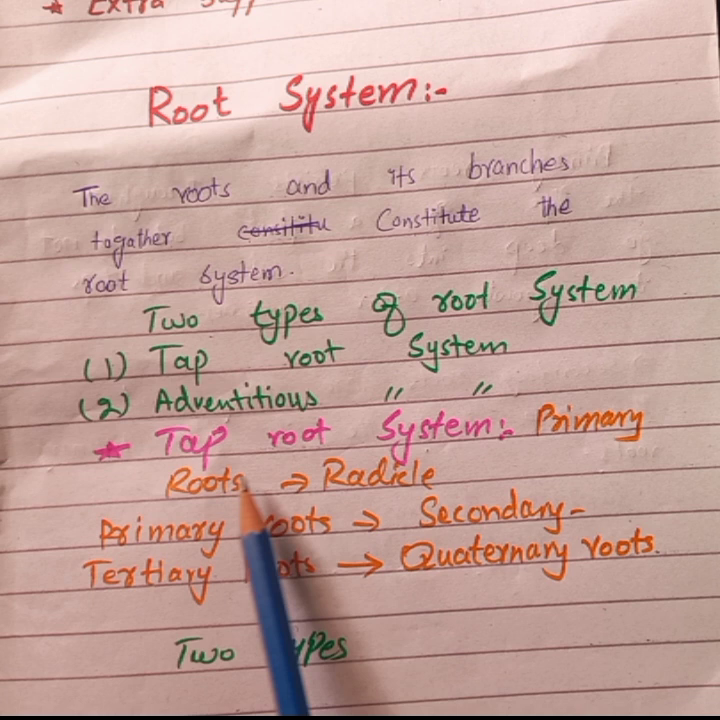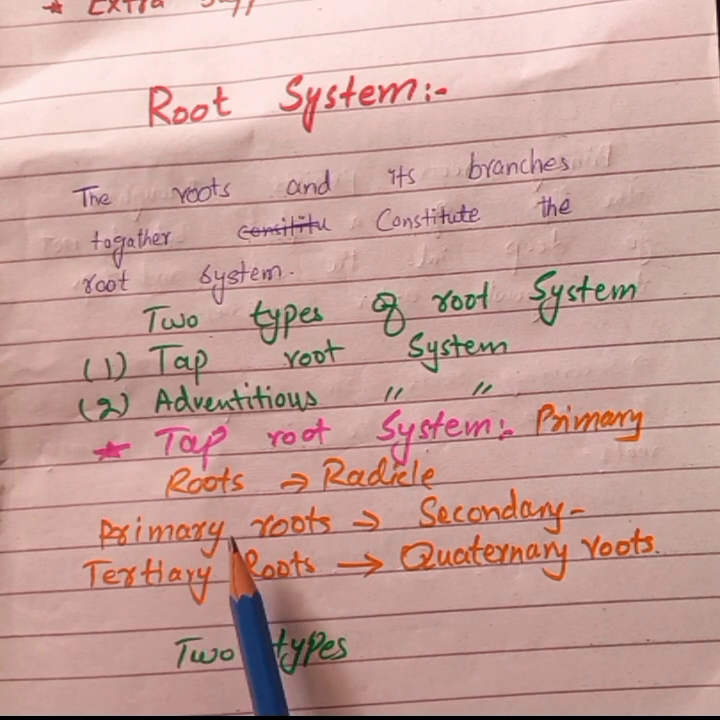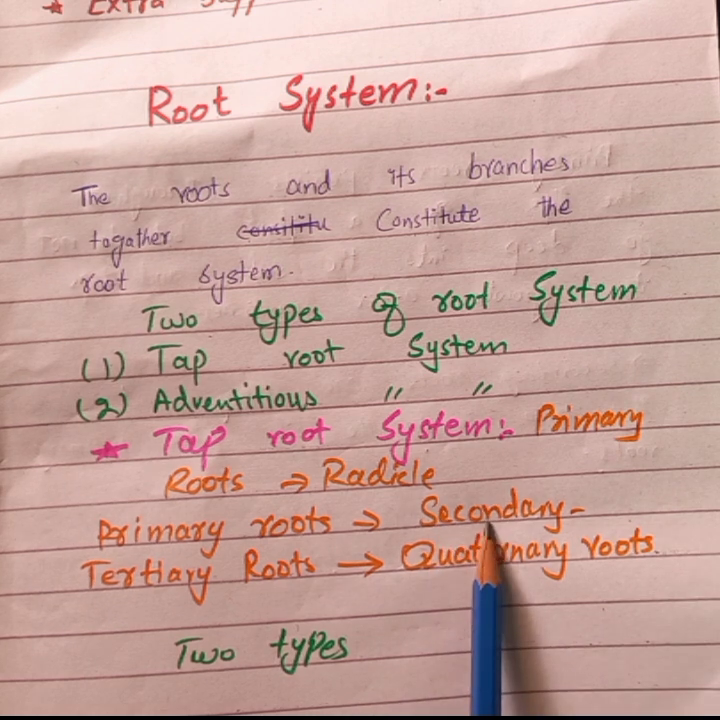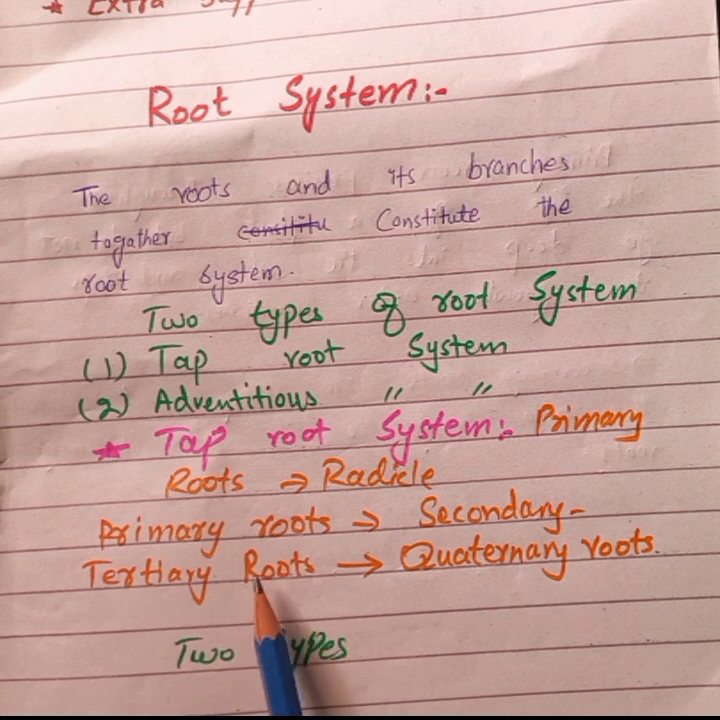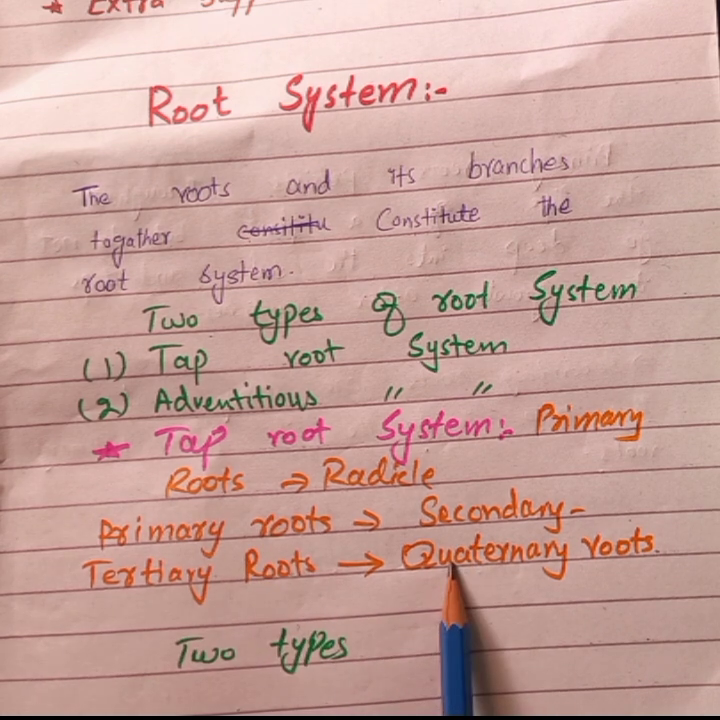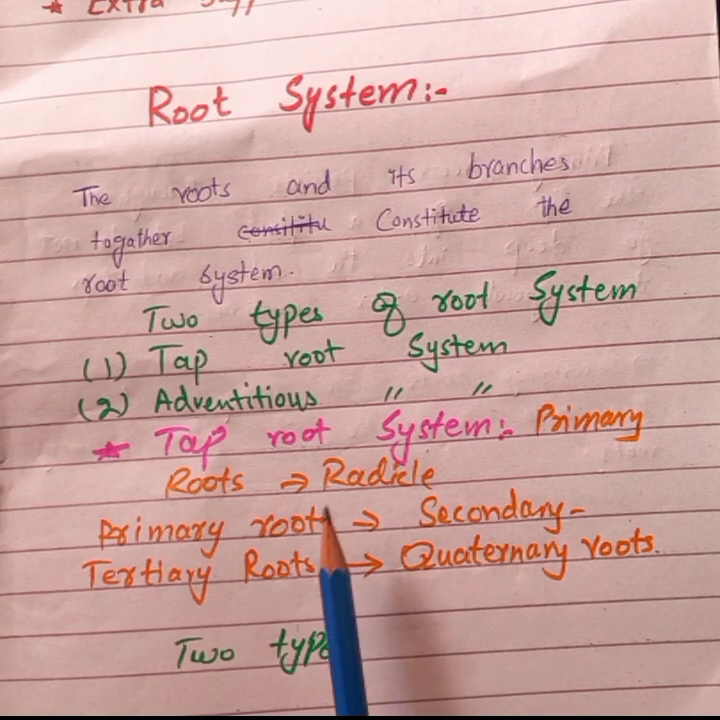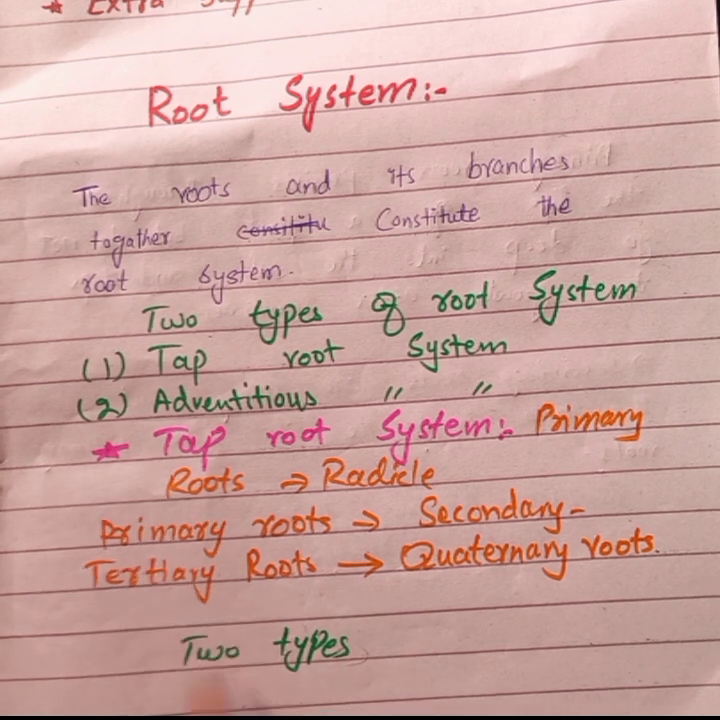Now, when the primary roots form some other branches, they are called the secondary roots, and when branches arise from the secondary roots, they are called tertiary roots, and when branches arise from the tertiary roots, then these will be called the quaternary roots. So combinedly, the primary roots, secondary roots, tertiary roots, and quaternary roots all form the taproot system. Furthermore, there are two types of taproot system.